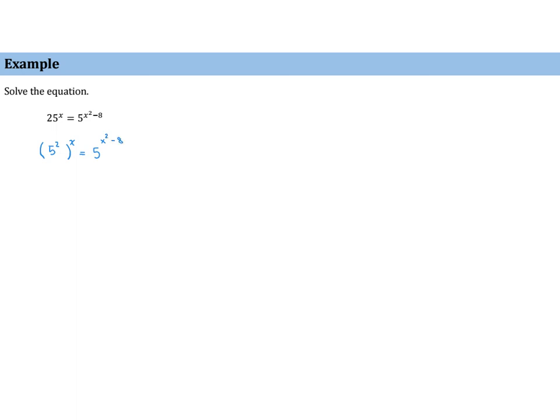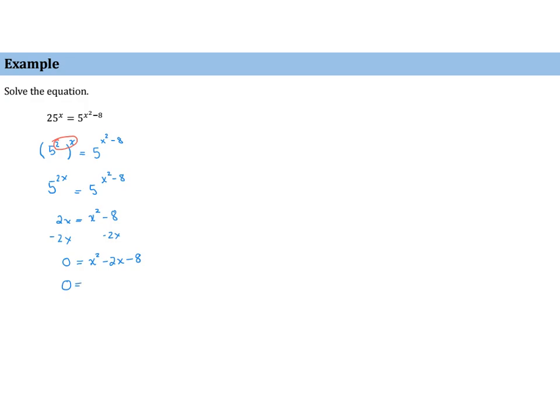Now, we have a property on the left that we can use. We have 5 raised to the second, and then that's all raised to the x. We can take these two exponents and multiply them. So this becomes 5 raised to the 2x. That is equal to 5 raised to the x squared minus 8. So 2x must equal x squared minus 8. This is a quadratic equation, so we can subtract 2x from both sides. We get 0 equals x squared minus 2x minus 8.